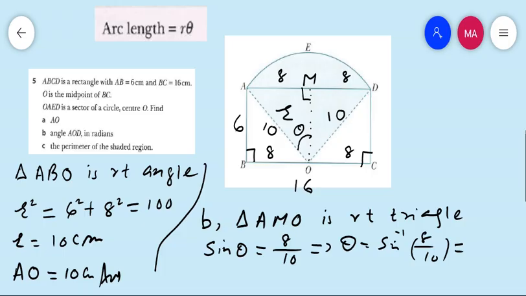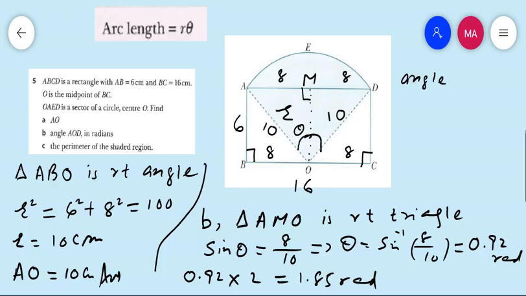Answer is 0.92 radian. But we have to find the whole angle AOD. So we must multiply 0.92 by 2, which is equal to 1.85 radian. Hence, the requirement of part B is angle AOD. Angle AOD is equal to 1.85 radians. This is the answer of part B.